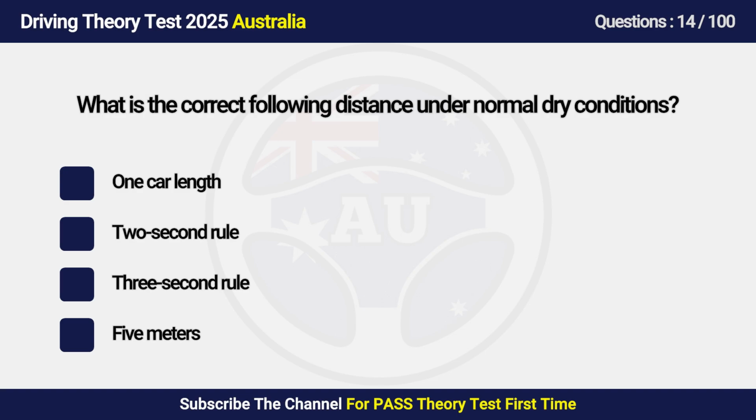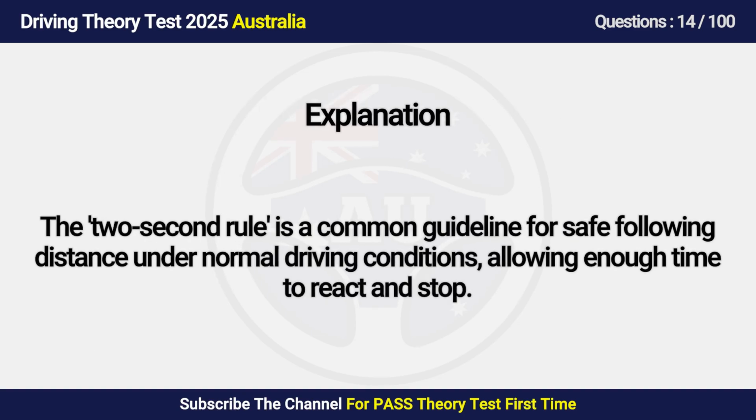A. 1 car length. B. Rule. C. Rule. D. 5 meters. Answer is B. Rule. The rule is a common guideline for safe following distance under normal driving conditions, allowing enough time to react and stop.